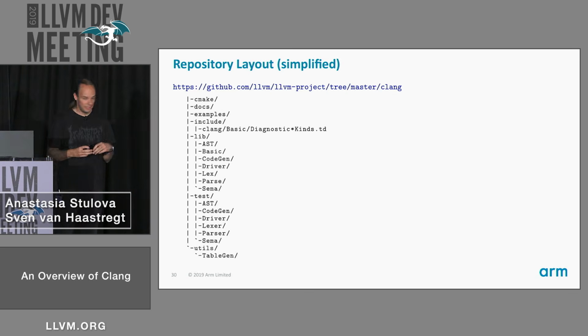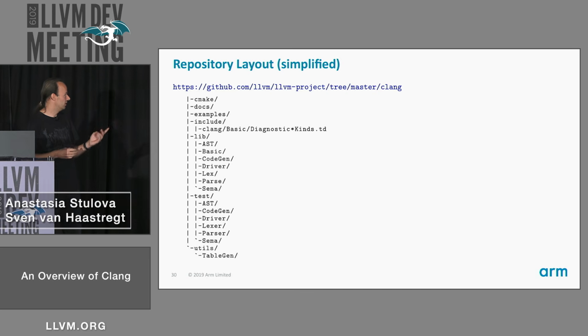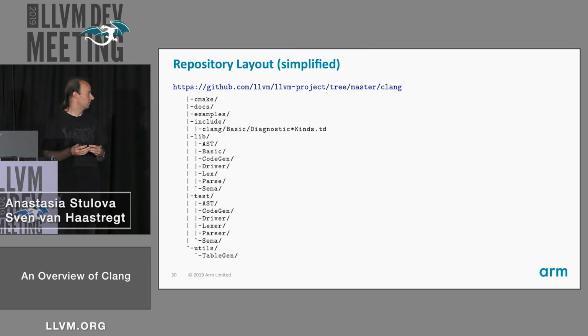The key thing to look for basically is the lib subdirectory, which is similarly structured to all the components we've just been going through. So you see you have lib/AST, you have lib/CodeGen, Lex, Parse, and so on. Then there's the test directory, which is similarly structured basically, so individual tests for every different stage. And finally, there's the utils/TableGen directory, which contains the Clang TableGen. I'll go into a little bit more detail later.